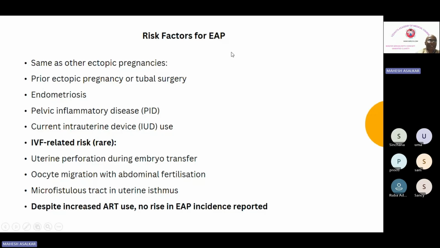IVF-related risks are not very common. They are rare, and what they have mentioned are uterine perforation during embryo transfer, oocyte migration with abdominal fertilization, and microfistulous tract in the uterine isthmus. Despite increased ART use, there is no rise in abdominal pregnancy incidence. The prevalence of these ectopics has remained constant.